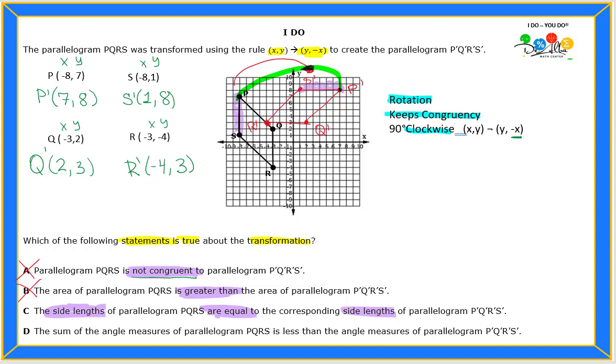Let's look at letter D. It says the sum of the angle measurements of parallelogram PQRS is less than the corresponding angles. Is it possible for the angles to be less? No, the angles stay congruent as well. So the answer is letter C. Very good.